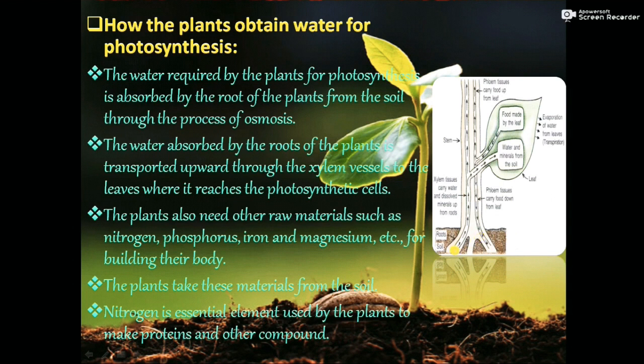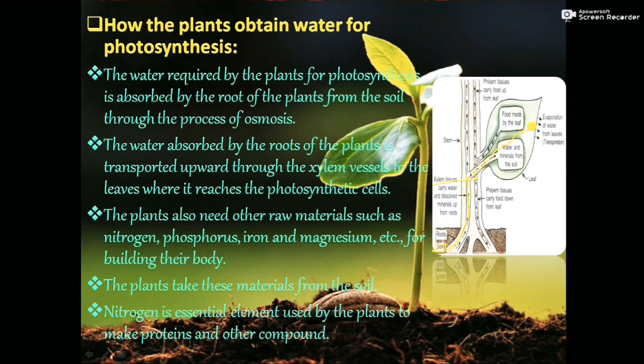The osmosis is a process in which water molecules travel from higher concentration region to lower concentration region. That means the concentration of water is high in the soil portion than root portion. That's why water travel from the soil portion to root portion. After that, water move upwardly through a special type of vessel called xylem vessel. Ultimately, water reaches to the photosynthetic cell.